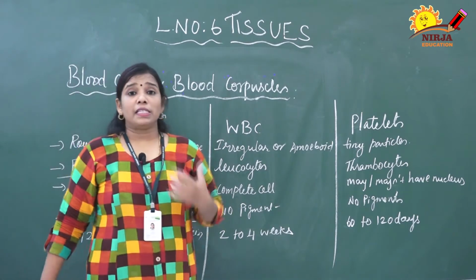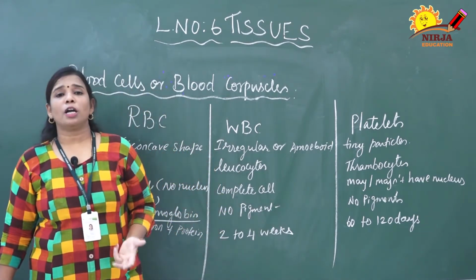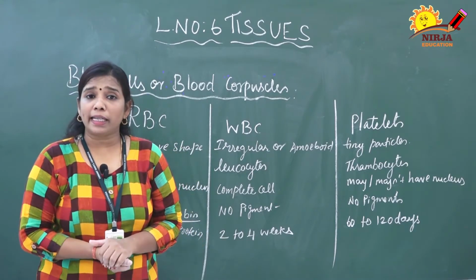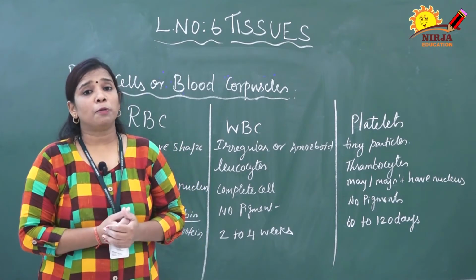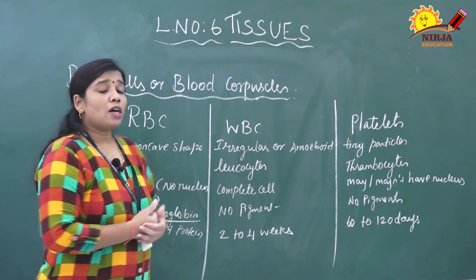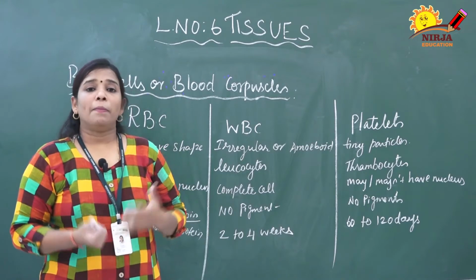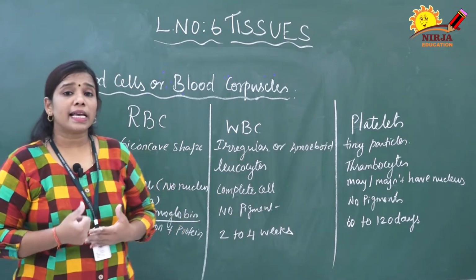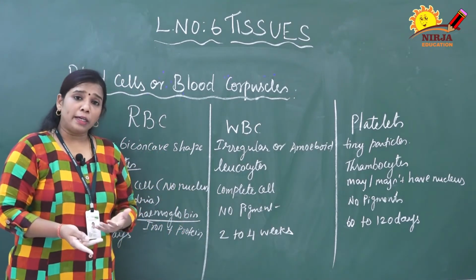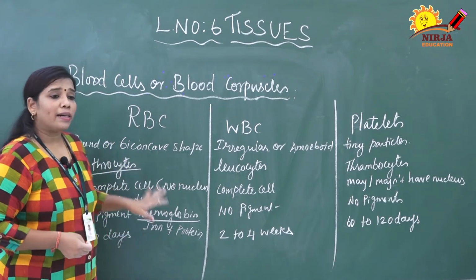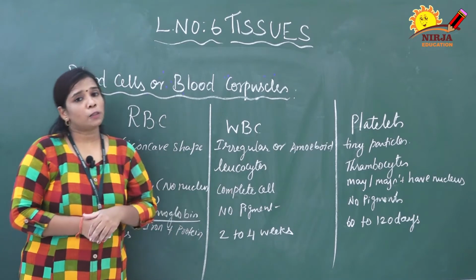Where is the RBC synthesized? Inside the bone marrow, a semi-solid material present inside the bone, the RBC is produced. In infants this RBC is produced from the spleen, but in adults the RBC is synthesized in bone marrow. I already told you one RBC can live 120 days. Once the cells die, they are stored in the spleen region.